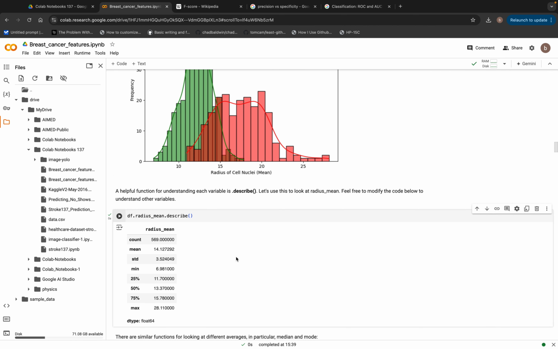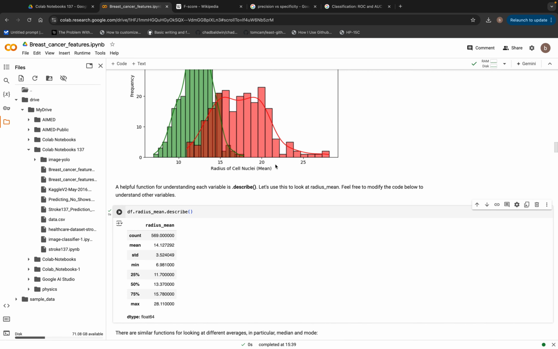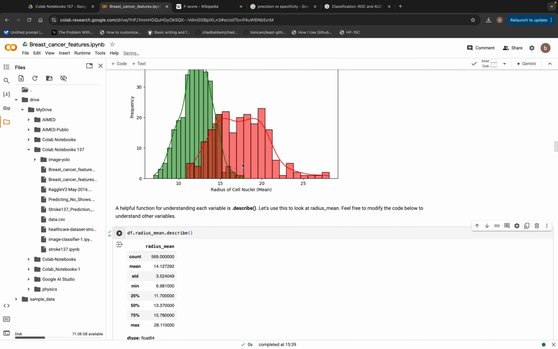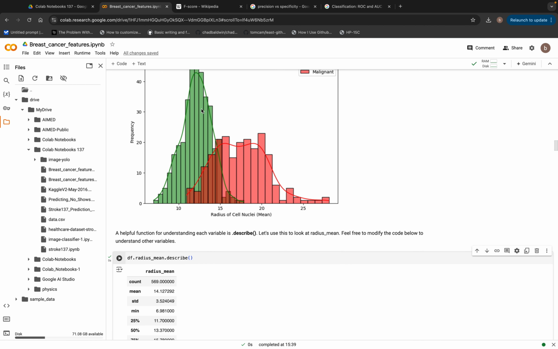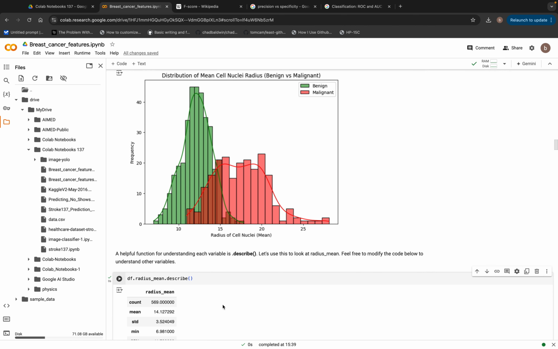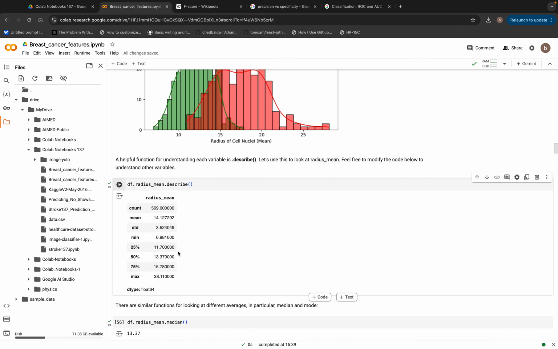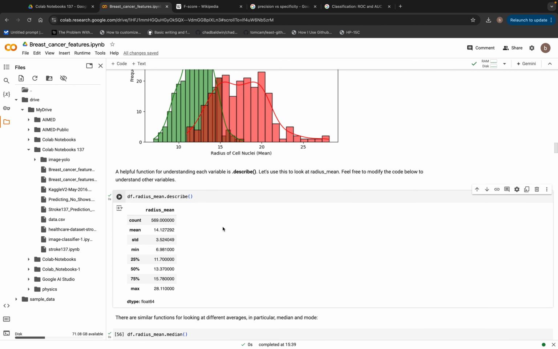We can use the describe function to look at the actual mean of all of these. The mean is probably going to be somewhere around here. The calculation is 14, so that's where the mean is. A little bit more cells are down here, which moves the mean down a little bit further. Okay, this mean covers both the malignant cells and the benign cells.